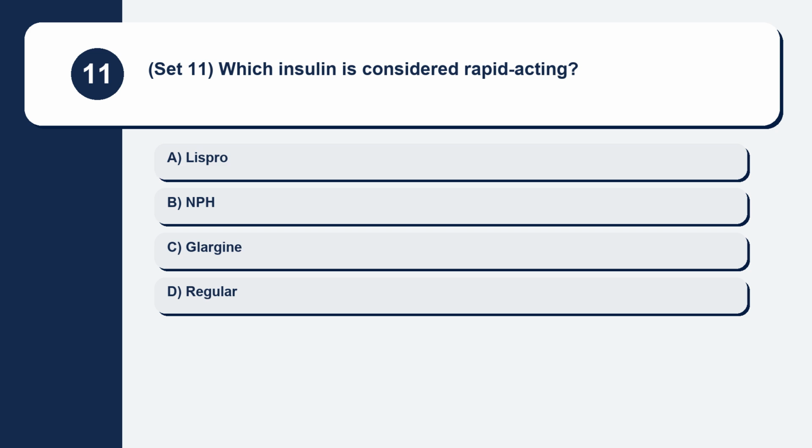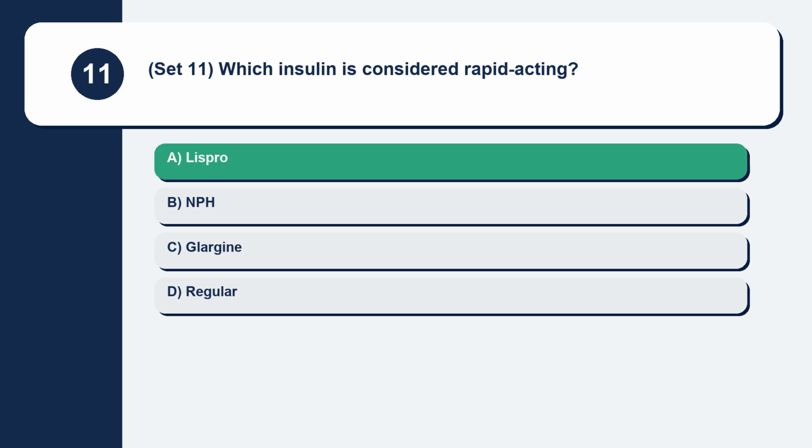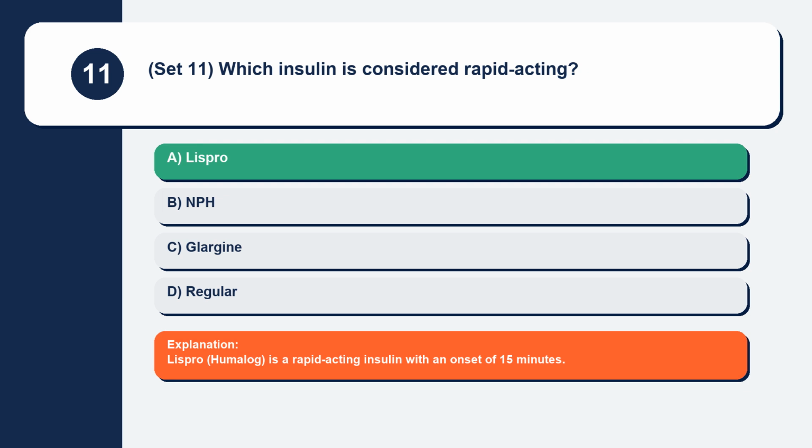Question 11. Set 11. Which insulin is considered rapid-acting? Lispro, NPH, glargine, regular. Lispro, Humalog, is a rapid-acting insulin with an onset of 15 minutes.